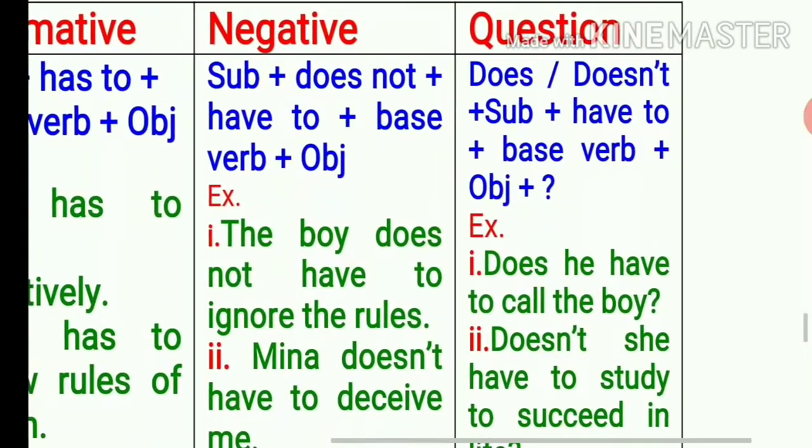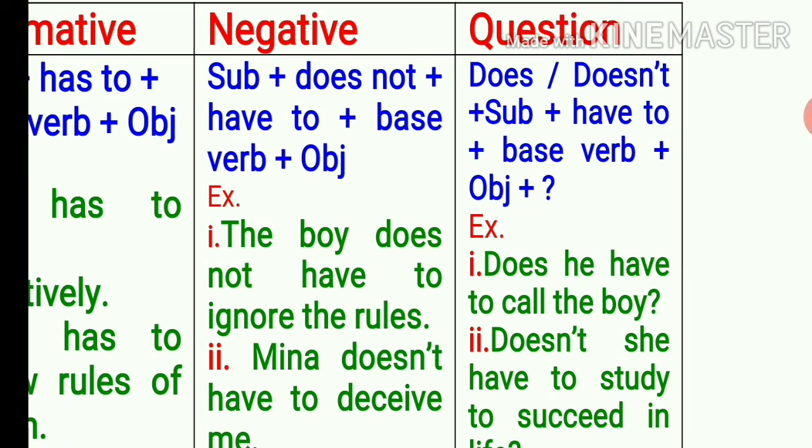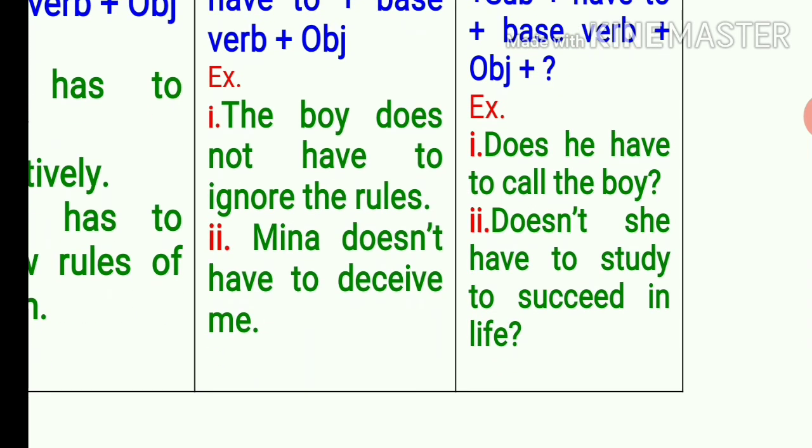And questions. In the questions, the structure of have to, has to: does or doesn't plus subject plus have to plus base verb plus object plus note of interrogation. Now examples. The first one, does he have to call the boy? The second one, doesn't she have to study to succeed in life?